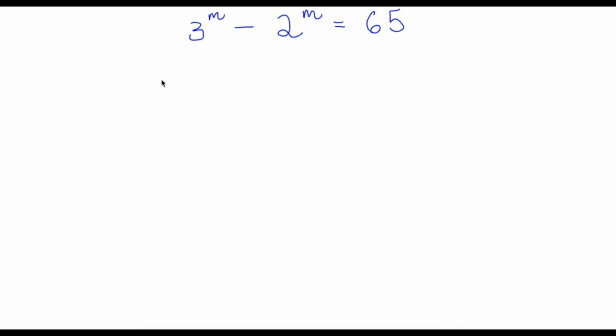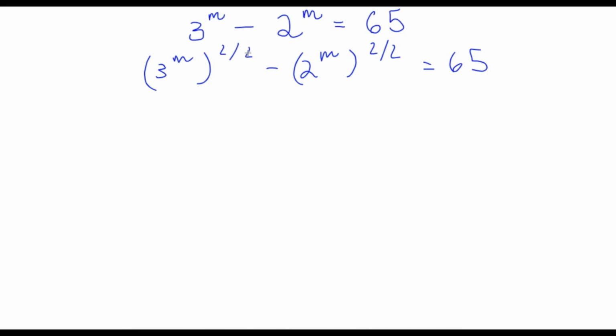In today's video, I'm going to be teaching you guys how to solve this exponential equation. So we have 3 to the power of m minus 2 to the power of m is equal to 65. Now what I'm first going to do is take the power of 2 over 2 on the left-hand side here. So now I have 3 to the power of m to the power of 2 over 2 minus 2 to the power of m to the power of 2 over 2. This is equal to 65.